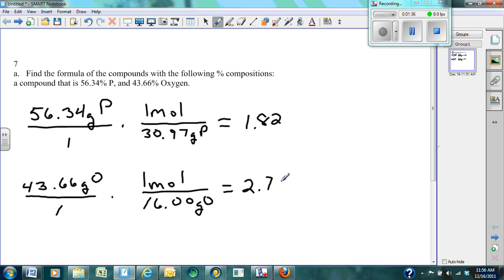Notice how I'm doing at least 2 to the right of the decimal. That's going to make my division come out appropriately in the second step. So make sure you do at least give 2 to the right of the decimal.